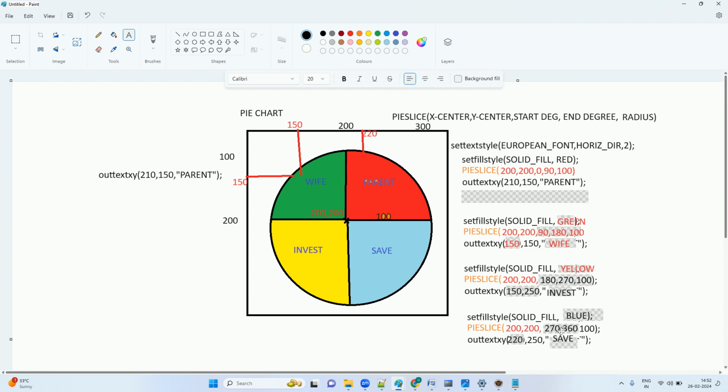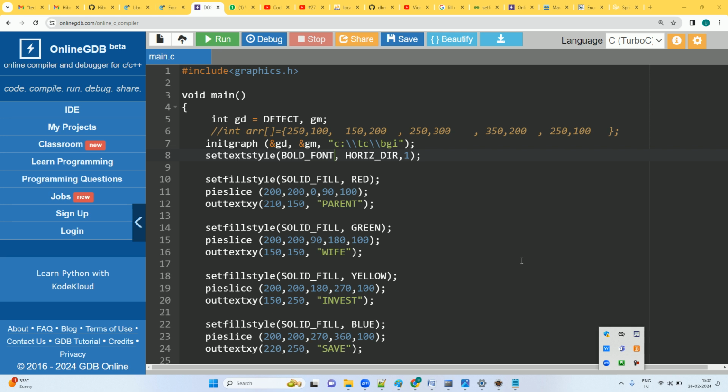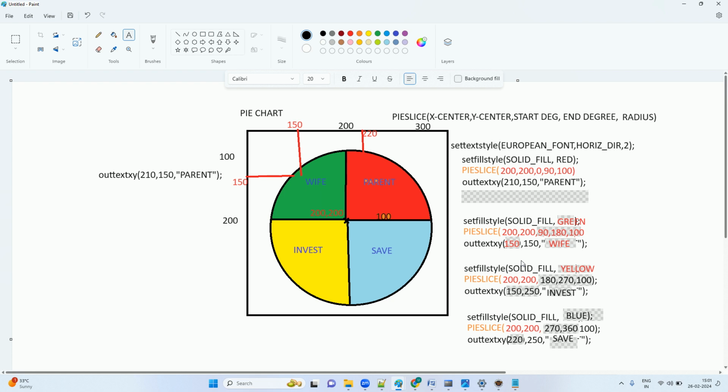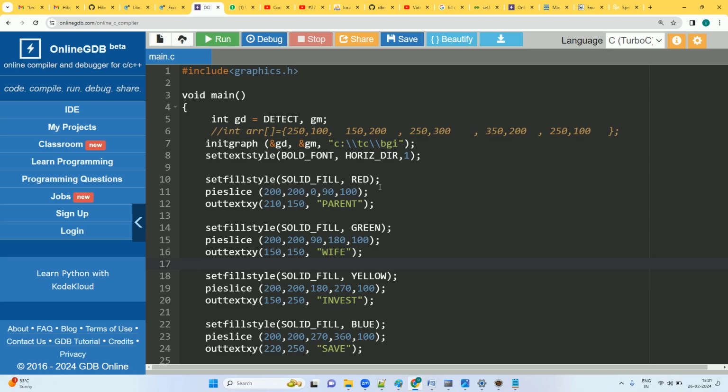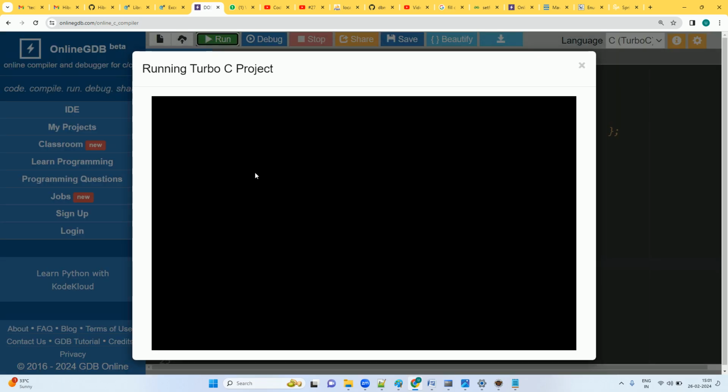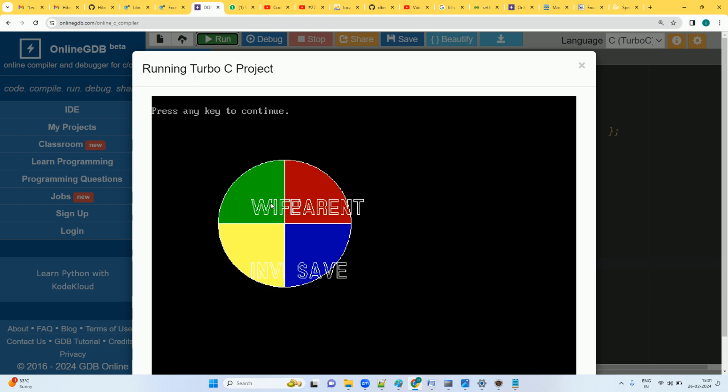Okay. So let's try to code it. I've just copied and pasted the code which I wrote over here onto my Turbo C, and I run this code and it draws my pie diagram. Okay, the font is a bit big, but this is the smallest size font we have. So what we can do is write these texts outside. So let's write parent over here, let's write wife over here, let's write invest over here, and let's write save over here.